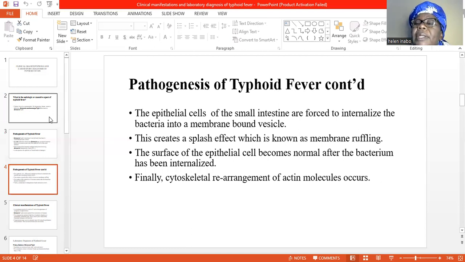Following the entry of the Salmonella typhi into the epithelial cells, they are enclosed in membrane-bound vesicles. At the point of entry, it creates what is called a splash effect, which is known as membrane ruffling. There are links at the end of these slides that will give you further reading on membrane ruffling by Salmonella species. The surface of the epithelial cell becomes normal after the bacterium has been internalized. Finally, cytoskeletal rearrangement of the actin molecules occurs.